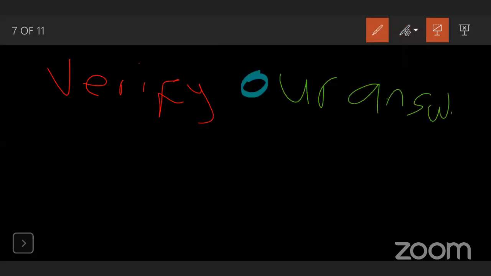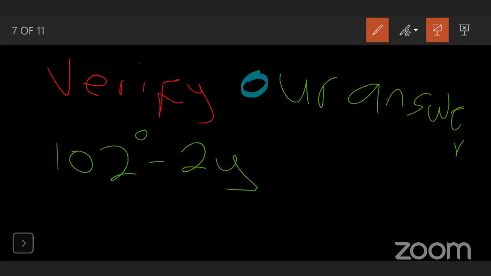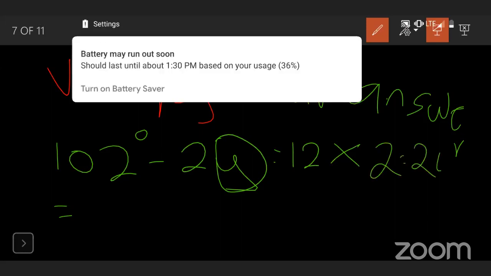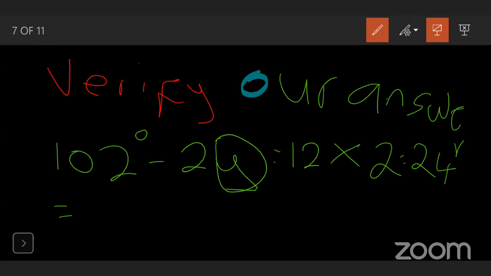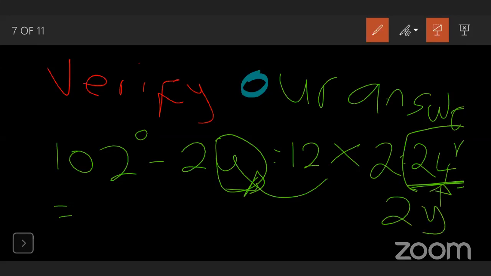So now we are verifying our answer. We had 102 degrees minus 2y. Okay, so it basically means this y now equals 12. So we'll have our 12 multiplied by 2, which is 24. Positive 24. So our 2y is 24. Y is 12, and our 2y is 24.